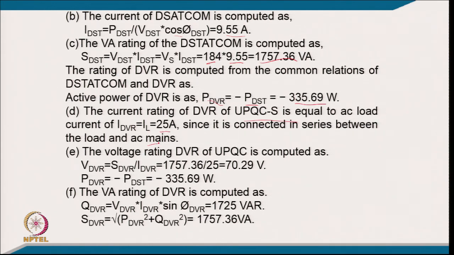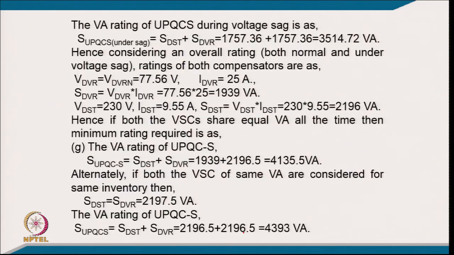It is connected in series with the load, and the voltage rating of the DVR is the VA rating divided by current. So, it comes to 70.29, and the active power is the same for both DSTATCOM and DVR. So, it comes to 339.69, and you can calculate Q_DVR equal to this much rating, and S_DVR is the square root of P squared plus Q squared. So, it becomes 1757.36. So, the VA rating of the UPQC will be the VA rating of the DSTATCOM plus the DVR. So, it is the sum of both, which are equal. So, it becomes 3514.27.